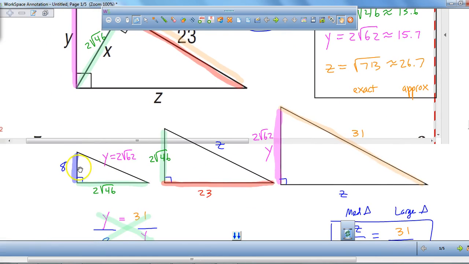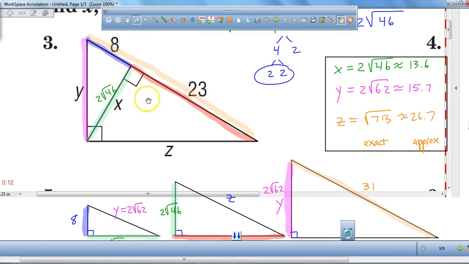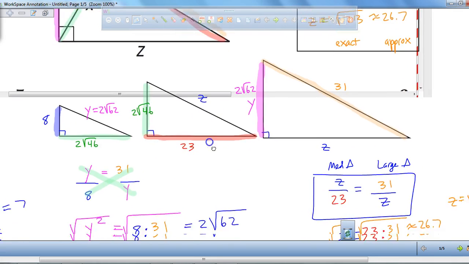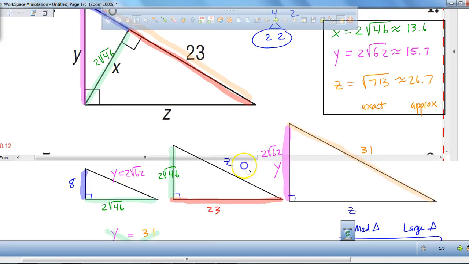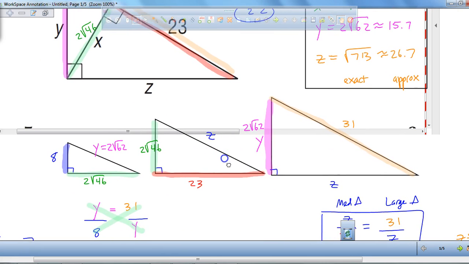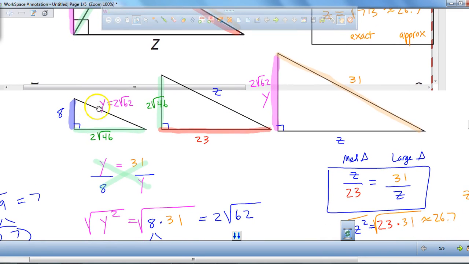I want you guys to make a small triangle, a medium triangle, and a large triangle out of this, and make sure you label everything so you can clearly see what you are allowed to compare. What did we compare in the first triangle? Well, the first thing we did was we multiplied 8 times 23, took the square root of it to find this side right here. Okay? That was the first thing that we did. Then the next thing that we compared, alright, was this y value to this y value.